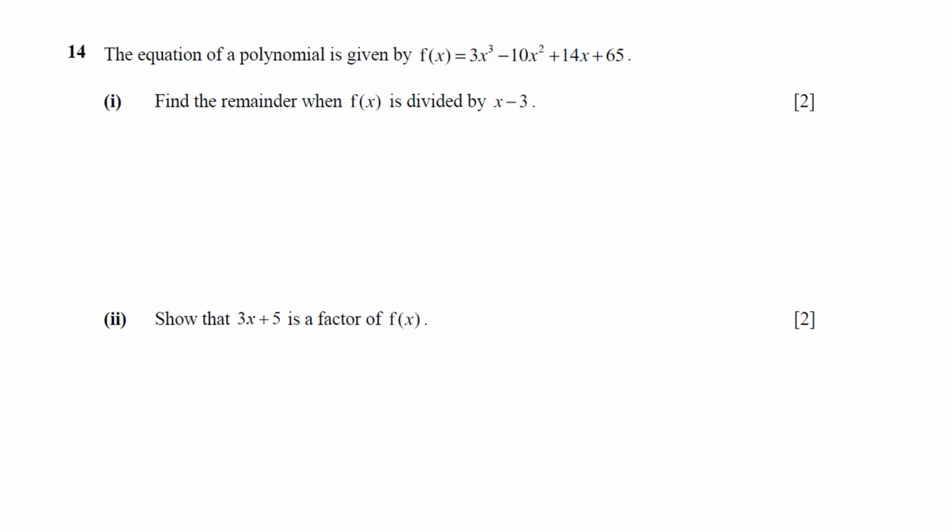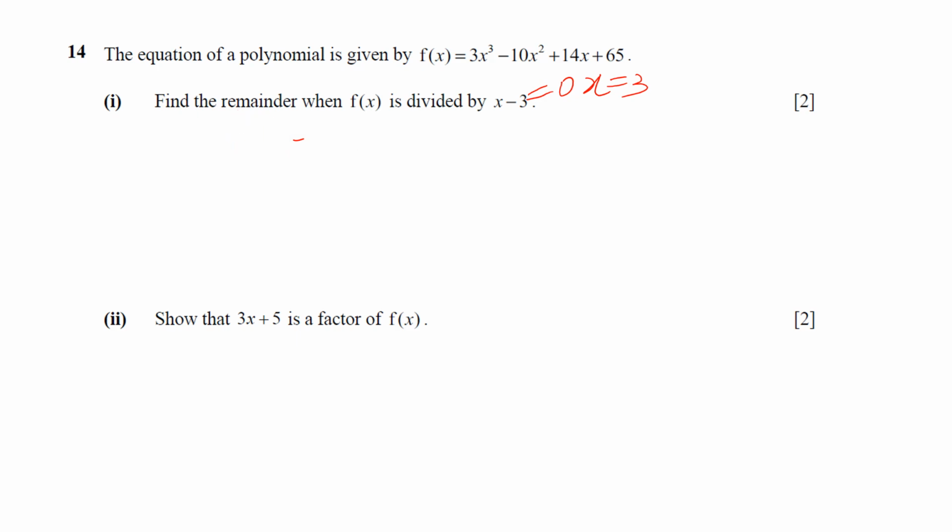Alright, question 14 is a question on polynomials. It's given by the function 3x cubed minus 10x squared plus 14x plus 65. That is a cubic polynomial. Find the remainder when f(x) is divided by x minus 3. Okay, that's easy, right? We learned in the remainder theorem that when I let this equal to 0, x will be 3, so when we substitute x to be 3, that will be my remainder.